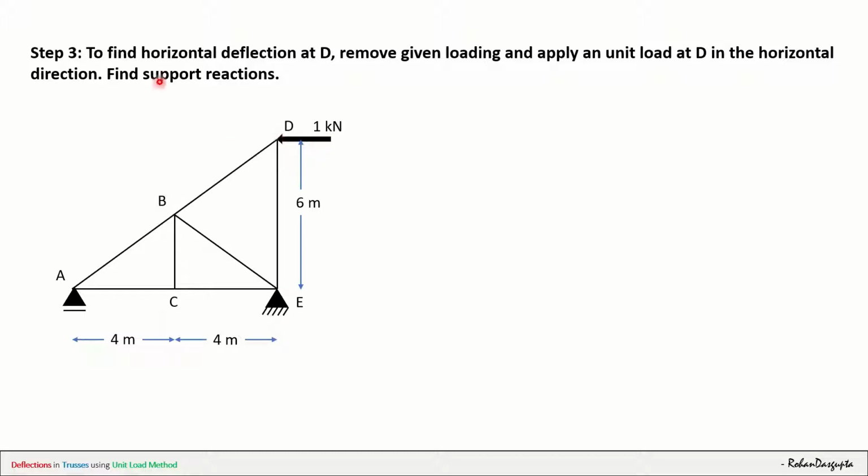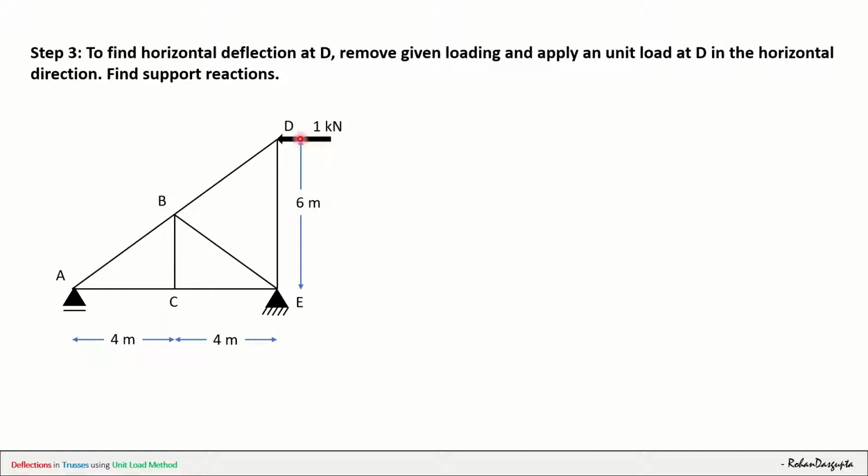If the problem would have asked for vertical deflection at D, then we would have applied a vertical unit load at D. If the problem would have asked for a horizontal deflection at B, then we would have applied a horizontal 1 kilonewton at B. Now, your question may arise that whether to take this 1 kilonewton towards the left or towards the right, or towards the top or towards the bottom. It does not matter. What matters is horizontal or vertical.